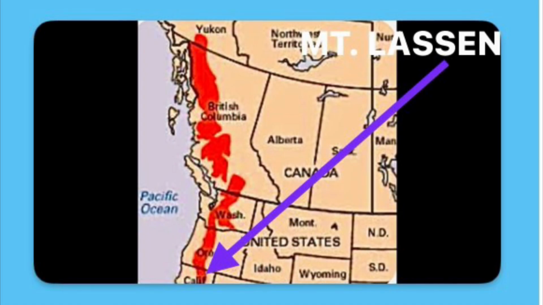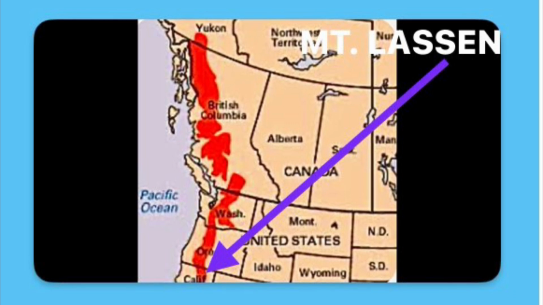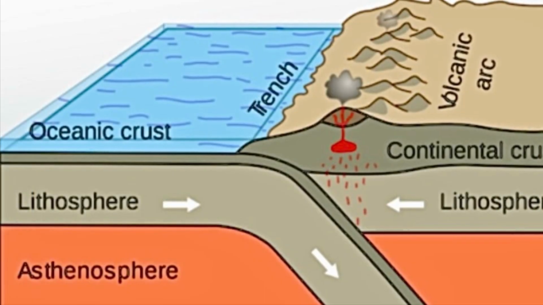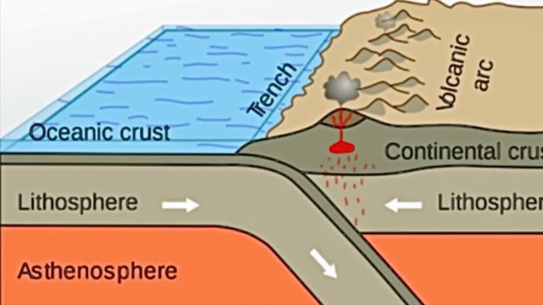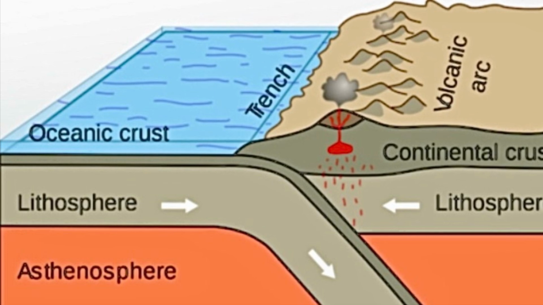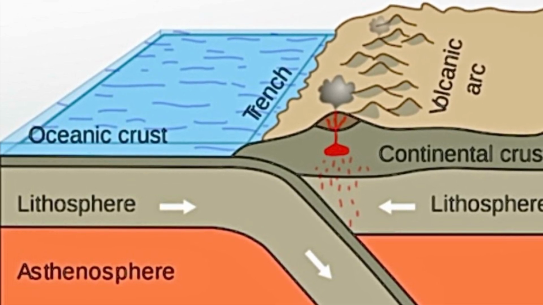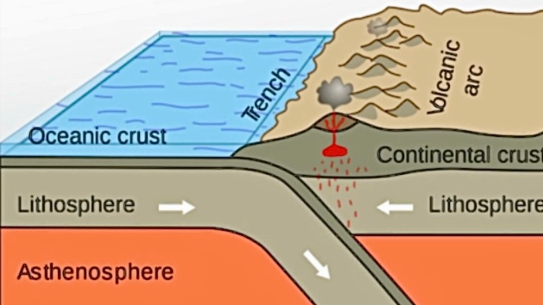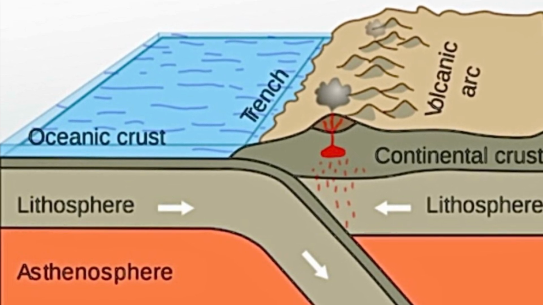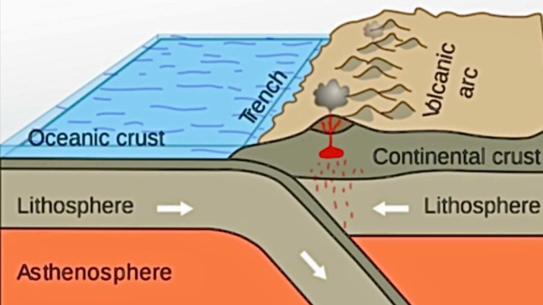Mount Lassen is located in the very southernmost portion of the Cascade Mountain Range. The Cascade Range is a mountain range of active volcanoes, including Mount St. Helens. And these volcanoes are produced by the subduction of the Pacific Ocean plate beneath the western edge of North America.